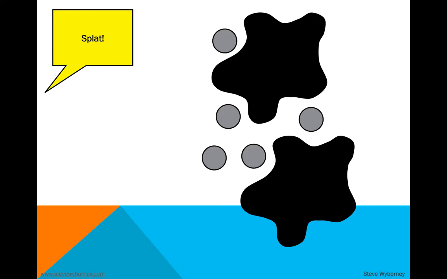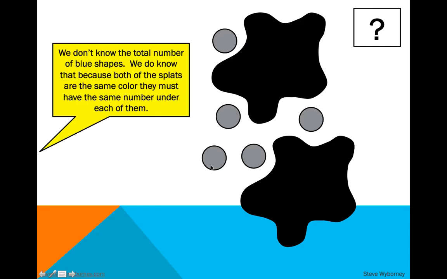All right, so here you see shapes. One, two, three, four, five shapes, right? Five shapes. Now, underneath these shapes, we don't know how many are underneath. All we know is because the splats are the same color, they have the same number of items underneath, right? And we don't know the total.